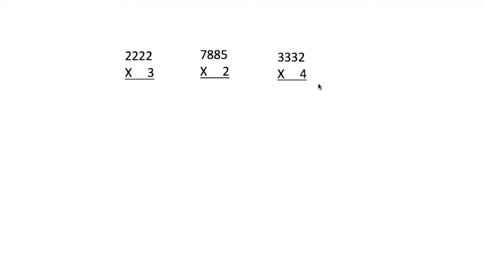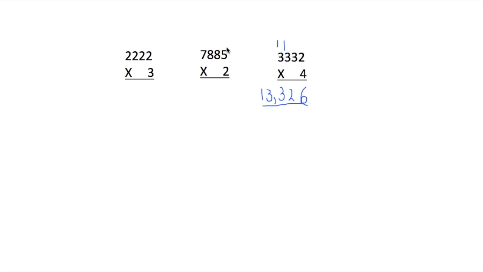So 4 times 2 equals 8... 4 times 3 equals 12. Then we have to carry the 1 right here. 4 times 3 equals 12 plus 1, 13. Then we carry the 1. And then we have 4 times 3 equals 12 plus 1, 13 again. So our answer for this equation is 13,326.